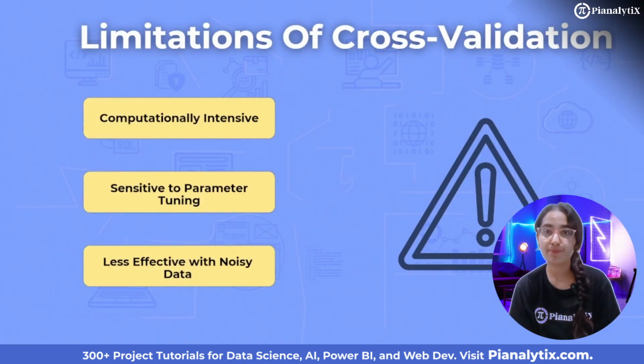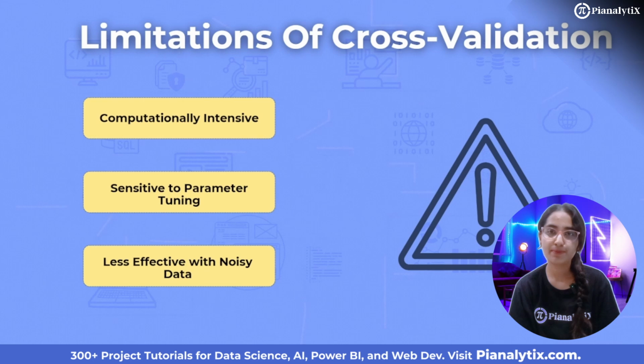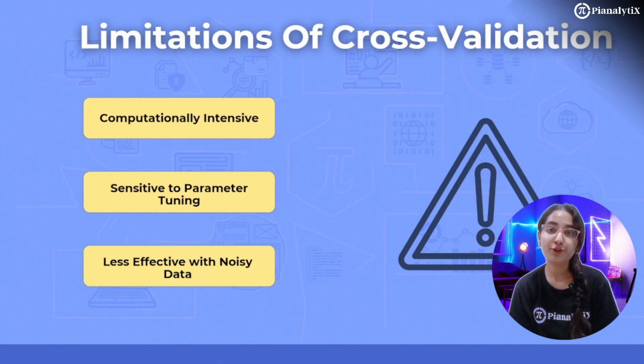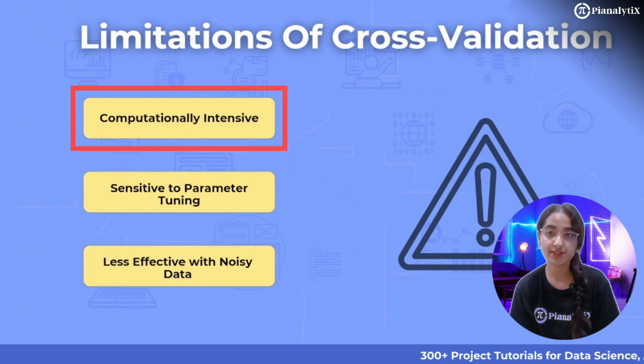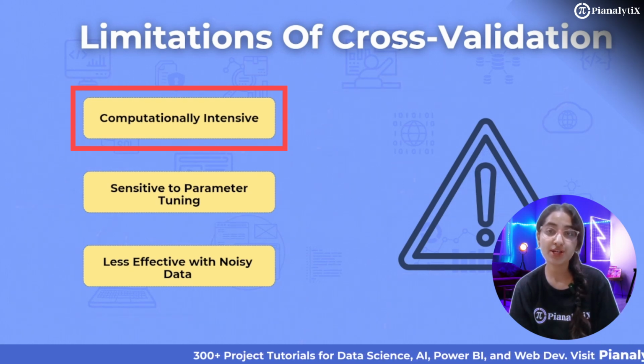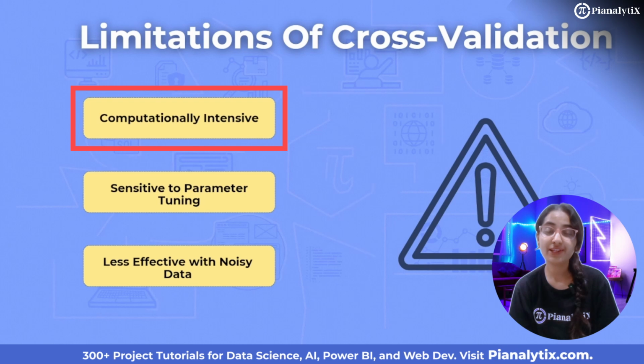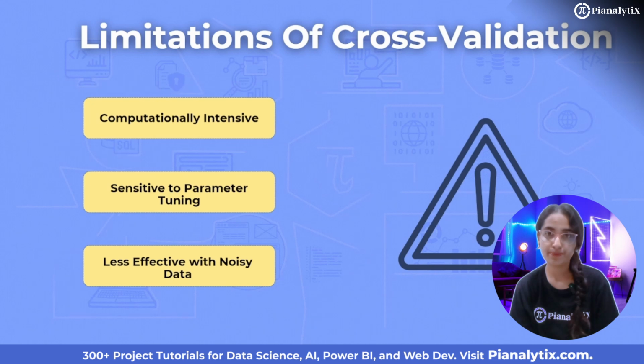Limitations of SVM. Of course, SVM isn't perfect. Here are a few limitations to keep in mind. First, computationally intensive. Training an SVM can be slow and computationally expensive, especially with large datasets. Because it involves finding an optimal margin and tuning multiple parameters, SVMs aren't always the best choice for massive datasets.